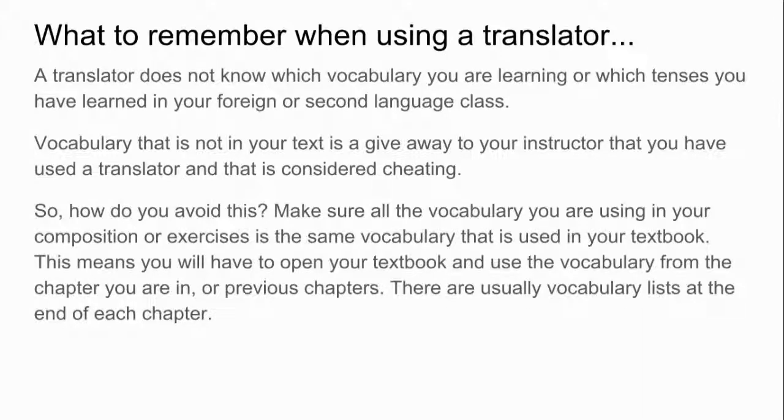A translator does not know which vocabulary you are learning or which tenses you have learned in your foreign or second language class. Vocabulary that is not in your text is a giveaway to your instructor that you've used a translator, and that is considered cheating. So, how do you avoid this? Make sure all the vocabulary you are using in your composition or exercises is the same vocabulary that is used in your textbook. This means you will have to open your textbook and use the vocabulary from the chapter you are in or previous chapters. There are usually vocabulary lists at the end of each chapter.